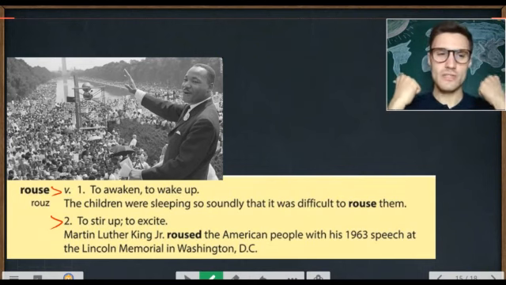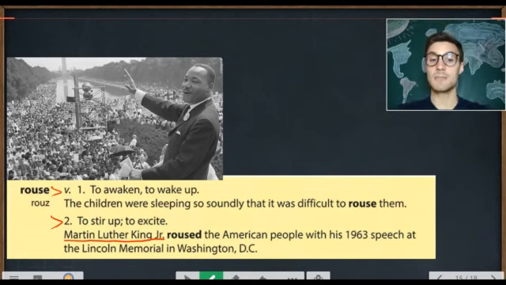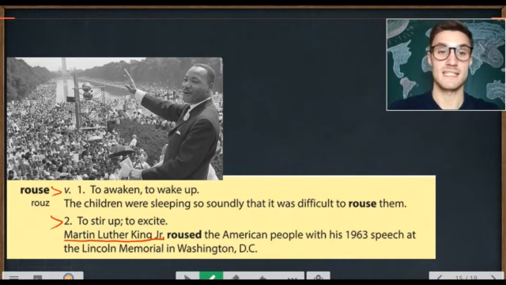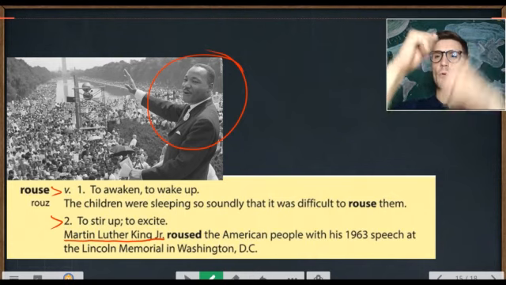Let's rouse up. Martin Luther King Jr. That's a name. Martin Luther King Jr. roused the American people with his 1963 speech at the Lincoln Memorial in Washington, D.C. This is Martin Luther King. He roused the people. He got them excited. Yeah, let's go.